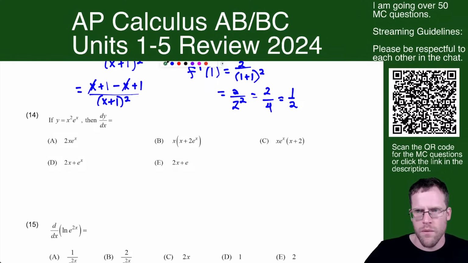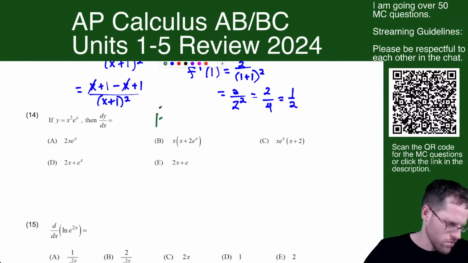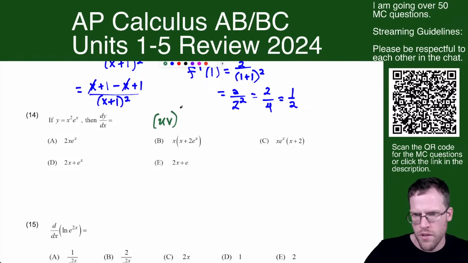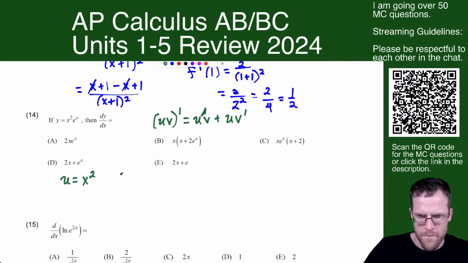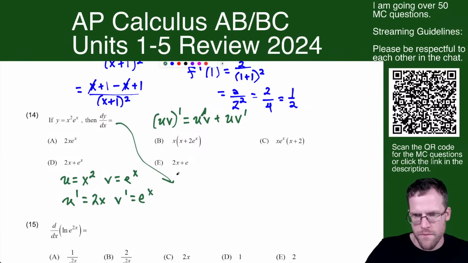All right, here is product rule. So product rule says uv prime equals u prime v plus uv prime. Okay, that prime is attached to the u. So here I would just define u is equal to x squared and v is equal to e to the x. And now u prime is 2x and v prime is e to the x. So here, dy dx, I'm just going to write it over here. U prime v, I'm doing 2x e to the x plus, and then I'm doing x squared e to the x.